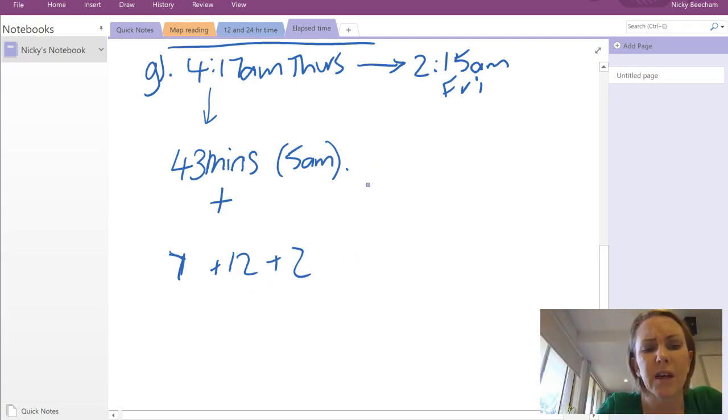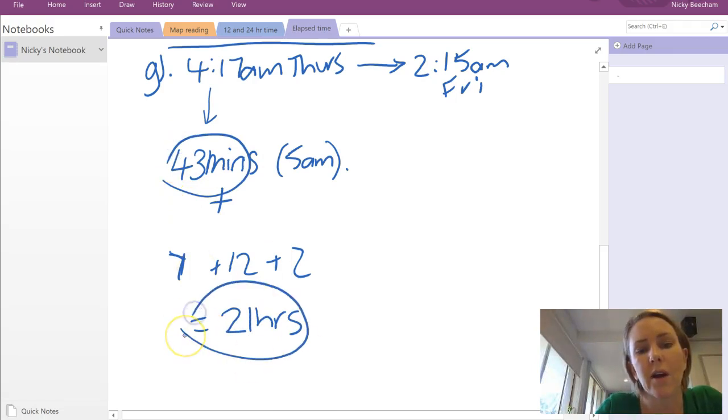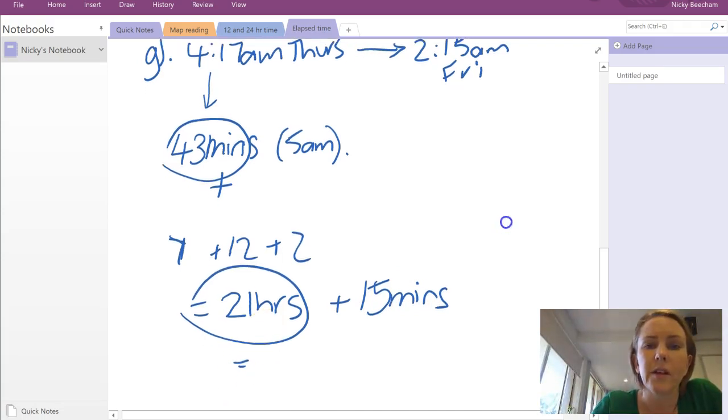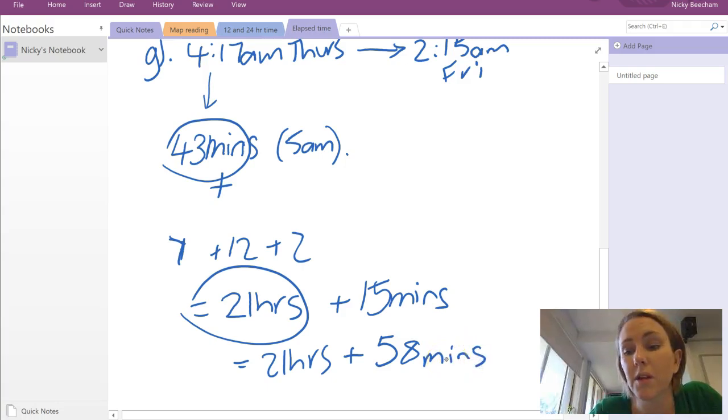Okay, so how many hours is that all together? Okay, so 7 plus 12 is 19 plus 2 is 21. So I've got 43 minutes, 21 hours, but I still need to not forget this 15 minutes there. All right. Scroll down slightly, hopefully you can still see that. Okay, so I've got 21 hours and I write my hours first, and then I've got 43 minutes and 15 minutes, so I'm going to have 58 minutes.